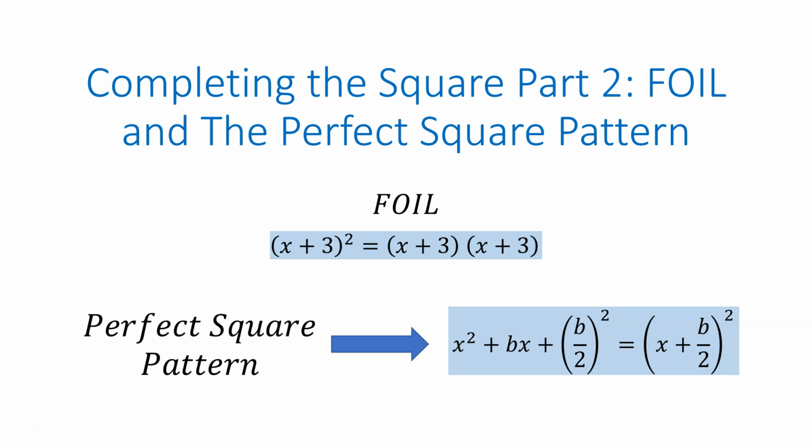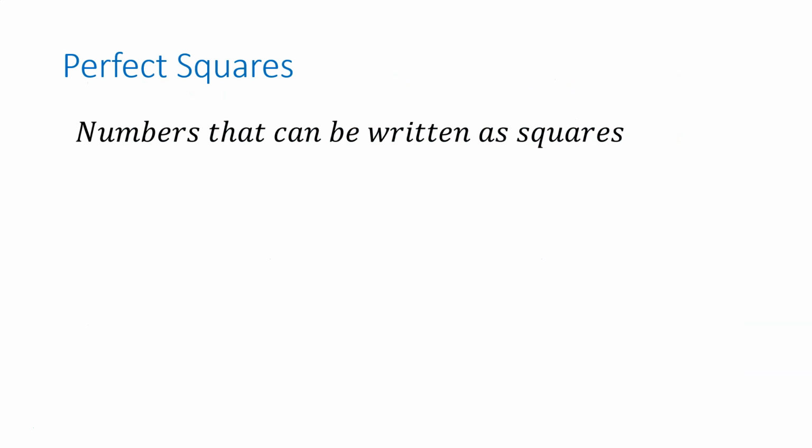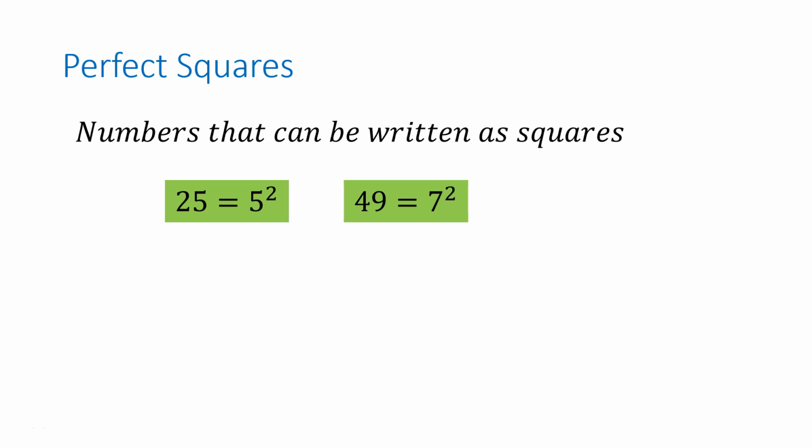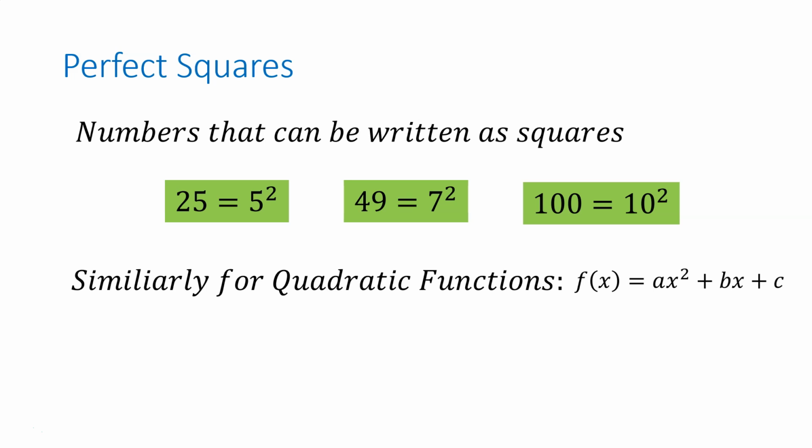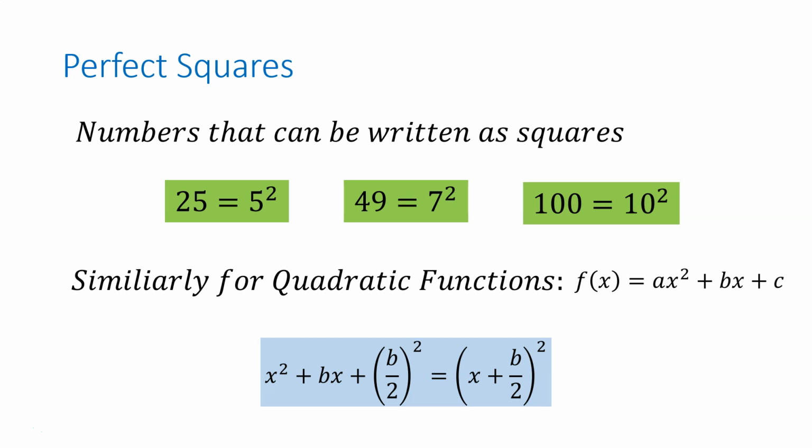A perfect square is a number that can be written as a square. For example, 25 can be written as 5 squared. 49 can be written as 7 squared, and 100 can be written as 10 squared. There's a similar pattern for quadratic functions, although it looks a lot different. Instead of a single number, like 25, there are 3 terms, and instead of 5 squared, there's a squared binomial. In this video, we will use specific cases to check the validity of this pattern.